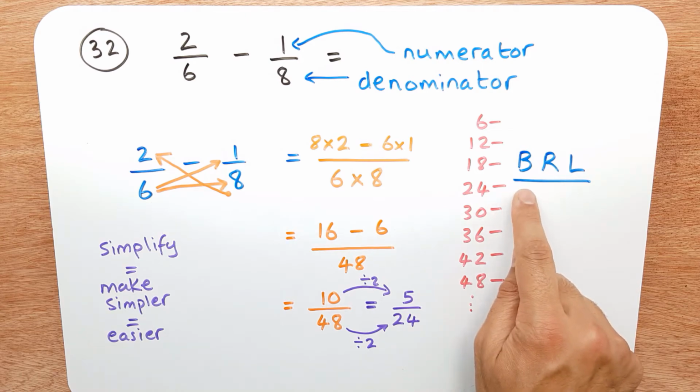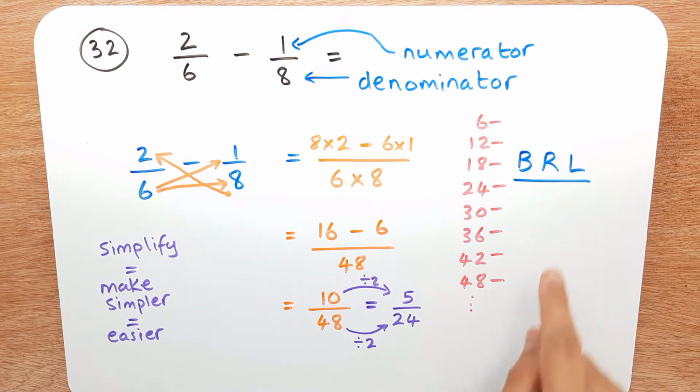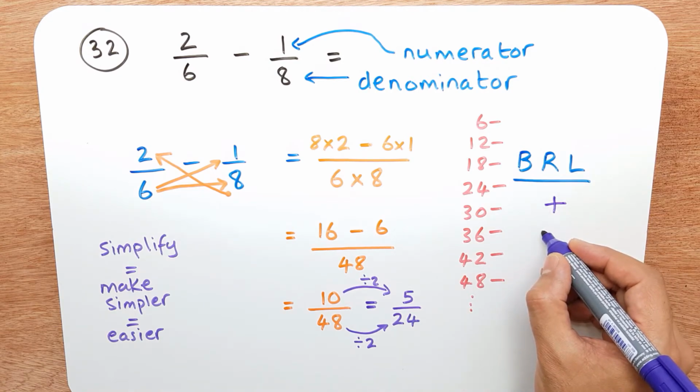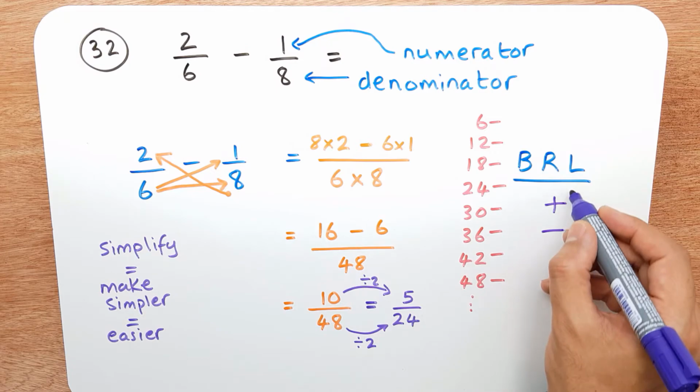That's the other way of doing this, the BRL method. And it works for both plus and subtract when you're doing fractions.